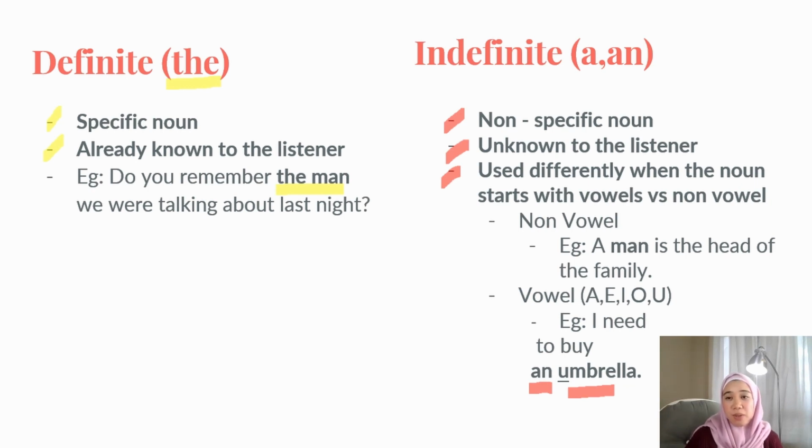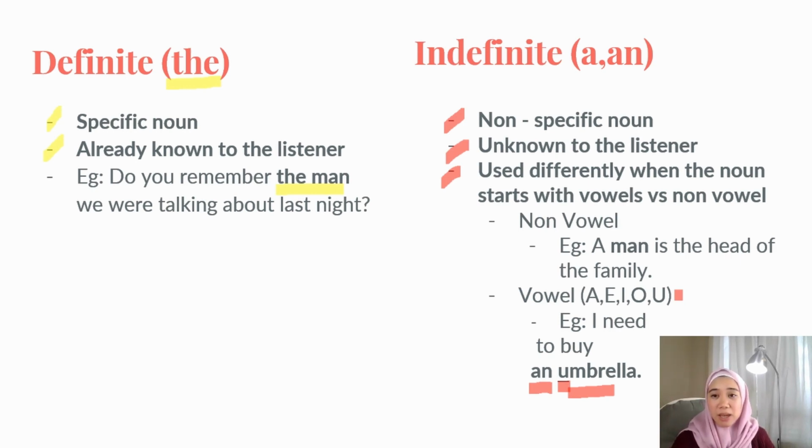Because it is unknown to the listener, we're going to use the indefinite article a or an. But now we have to use an. Why? Because the word starts with a vowel, which is U. Now look at the example for the non-vowel here. We use the article a.